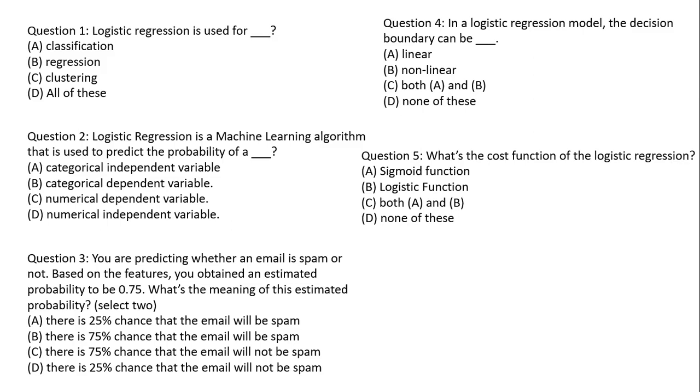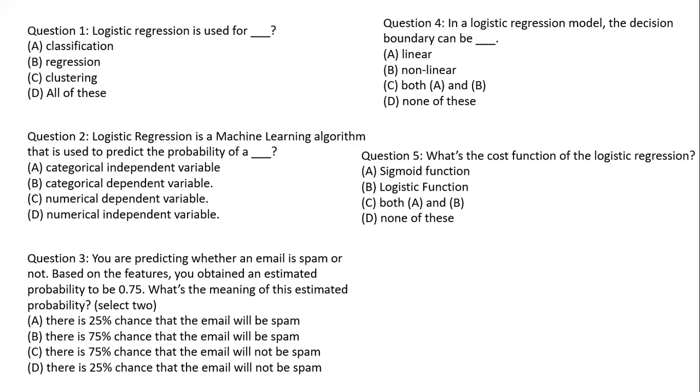C. D, C, and C. Sorry? Numerical dependent variable. I think so. Okay, above we said it is used for classification, so how did numerical come here? How can I make a numerical prediction based on classification? Categorical dependent variable. Is that correct? D? Yes, because what you predict is always the dependent variable. Okay? Question 3.